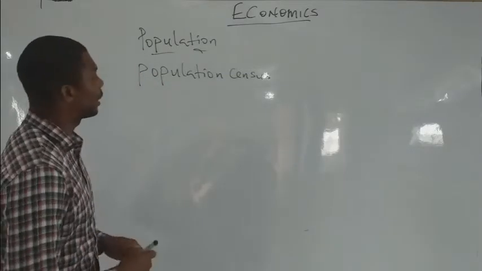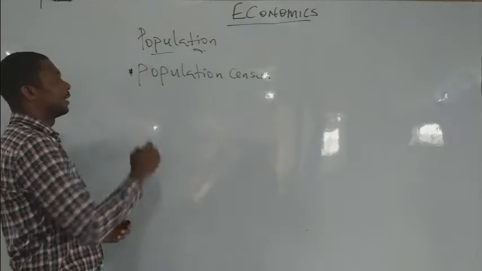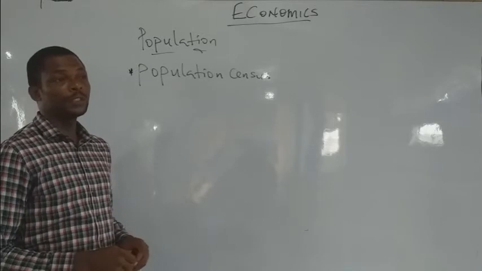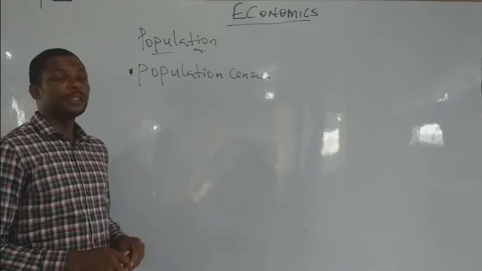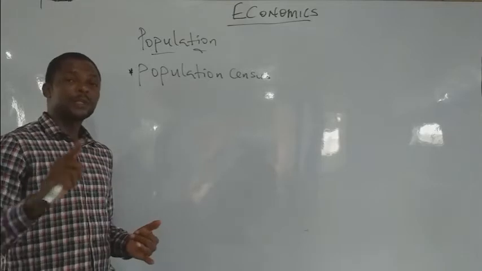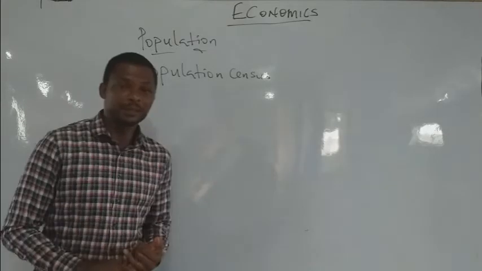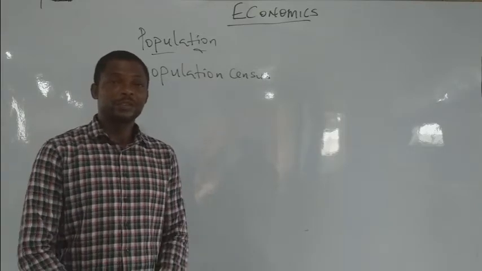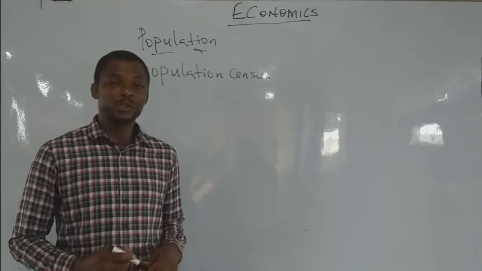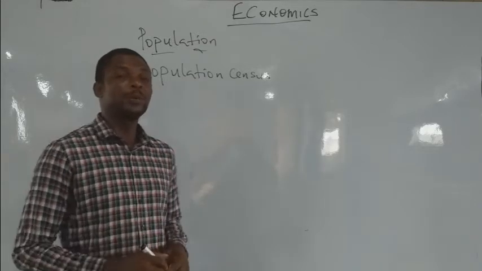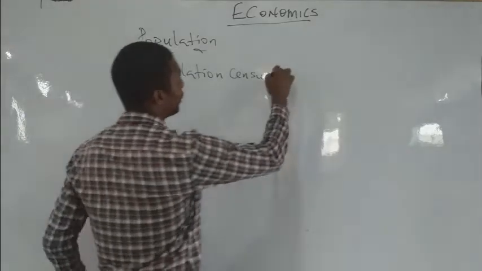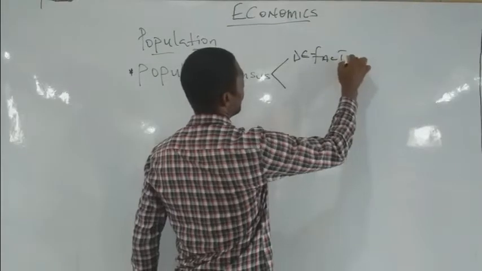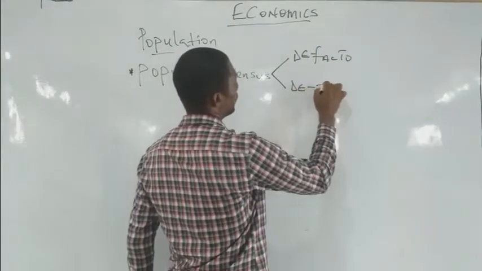With that concept, you can now define population census. Population census can simply be defined as the counting of people, either handicapped or not handicapped, that live in a particular area or country at a particular period. Such is known and referred to as a population census. Now, how many types of population census do we have? We have two types of population census. We have de facto and we have de jure.